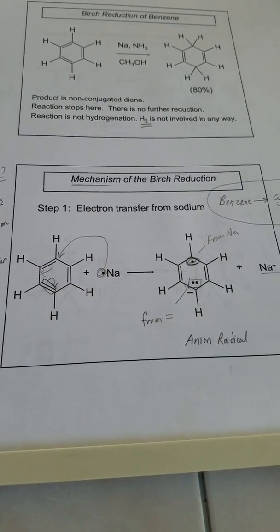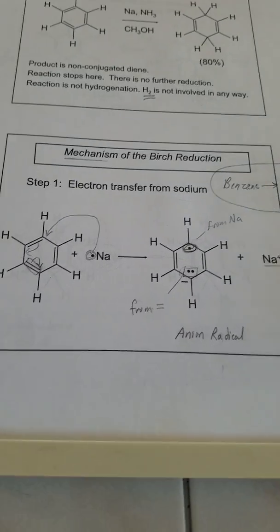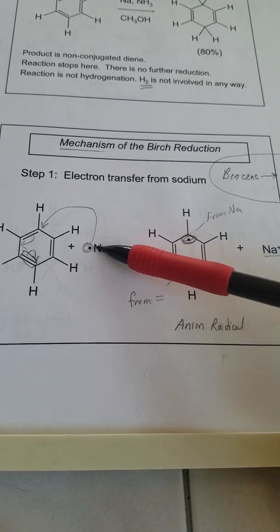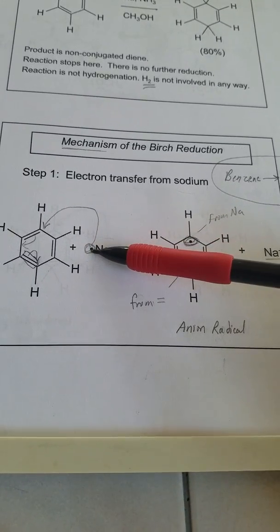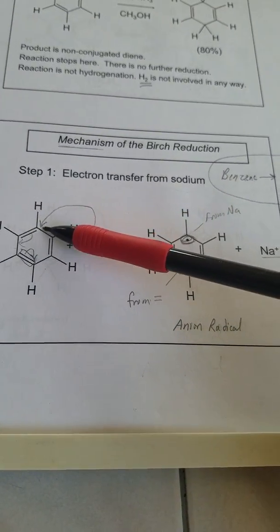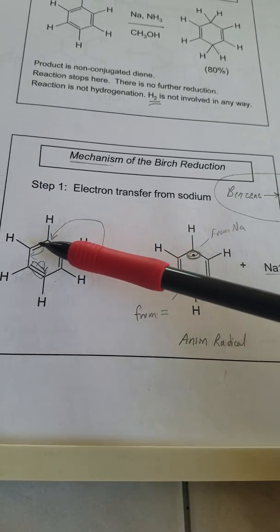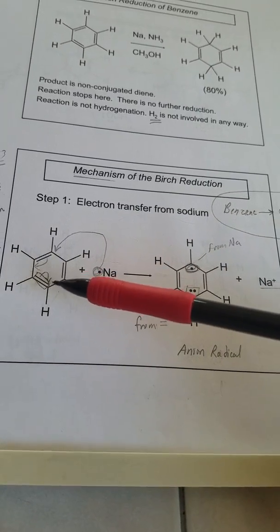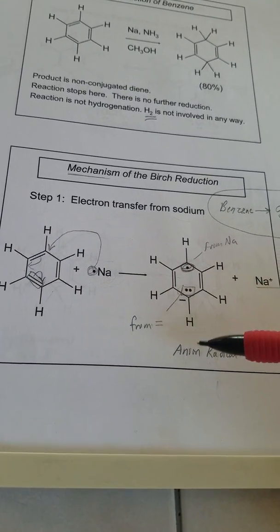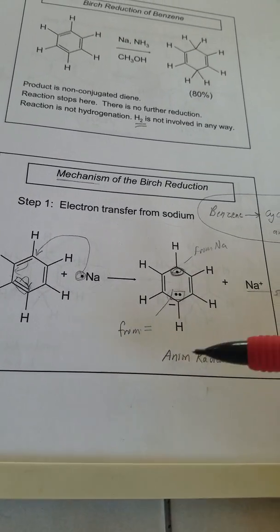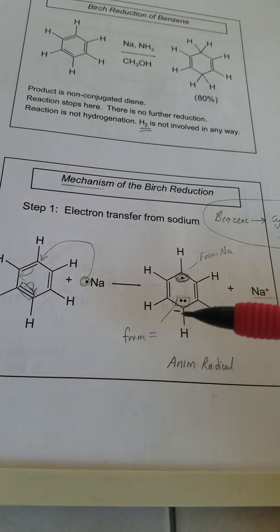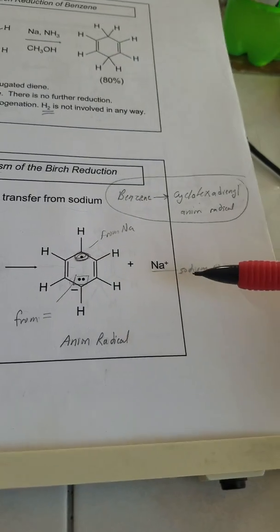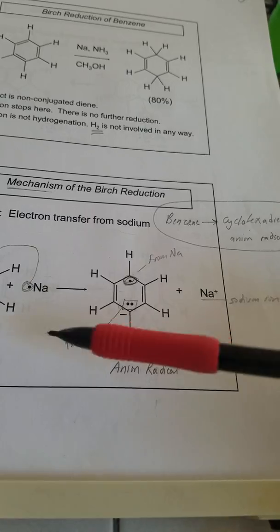So let's look at the mechanism. The first step is an electron transfer from the sodium. Sodium, remember, is a group 1A metal and has a lone electron. It's going to send that one electron here. That's going to rotate these pi electrons to this position, and these pi electrons to this position. So you're going to end up forming what's referred to as an anion radical, because you have a negative charge and a free radical in the same compound. Your sodium is going to become an ion because it's lost its one electron.